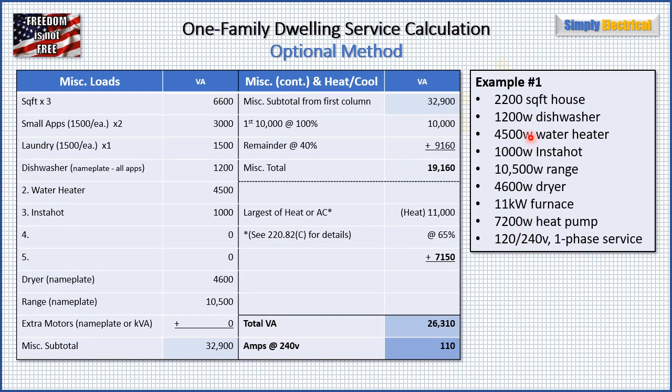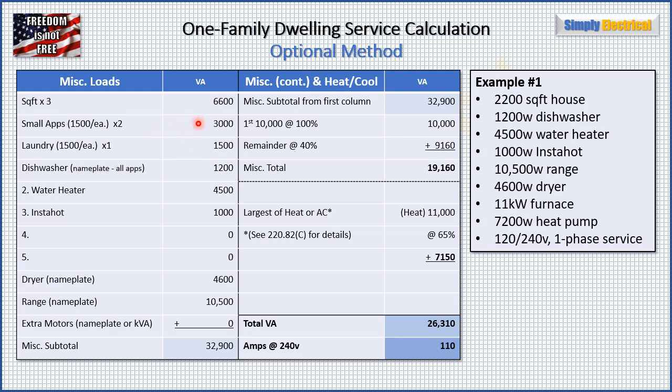Okay, we have our example number 1 over here, all of our data listed out. We're going to take our 2,200 square foot, we're going to multiply by 3, we get 6,600 VA. We're going to add our small appliance circuits, 2 of them at 3,000, 1,500 each. Now remember, we don't have anything in our example that tells us that we have small appliance circuits at all, or a laundry circuit. So we've got to remember to add those in because those are required on every house.